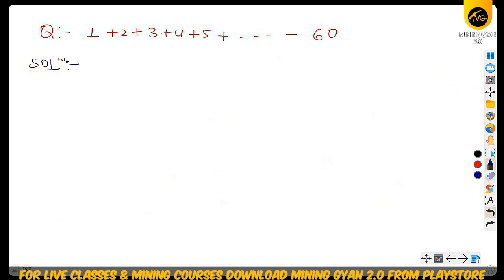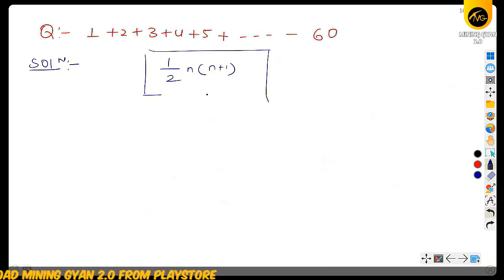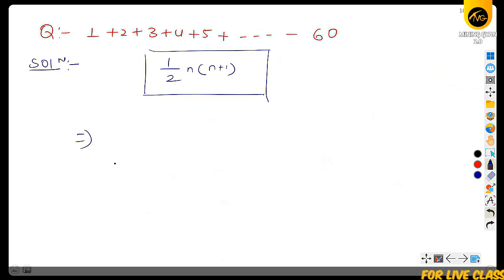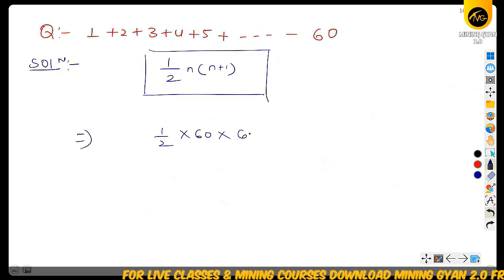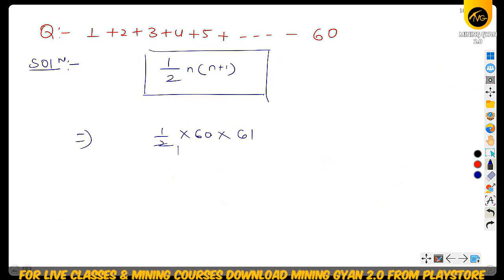Again, we have to use the previous formula, that is 1 divided by 2 n into n plus 1, and just put down the numbers. So in this case, n is 60. The highest number is 60. Now 1 divided by 2 into 60 into 60 plus 1, that is 61. Now you can cancel out: 2 1s are 2, and 2 30s are 60. That means 30 into 61.